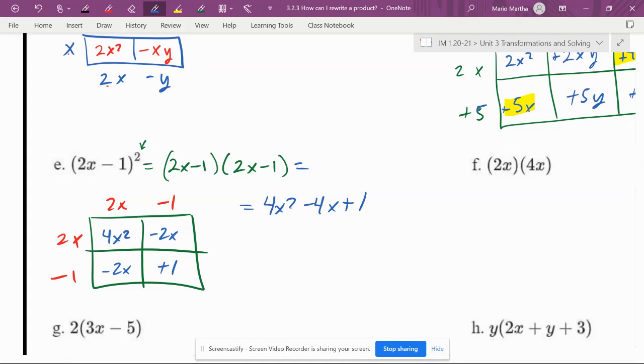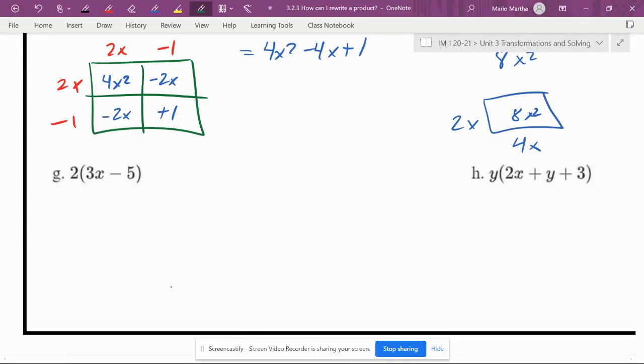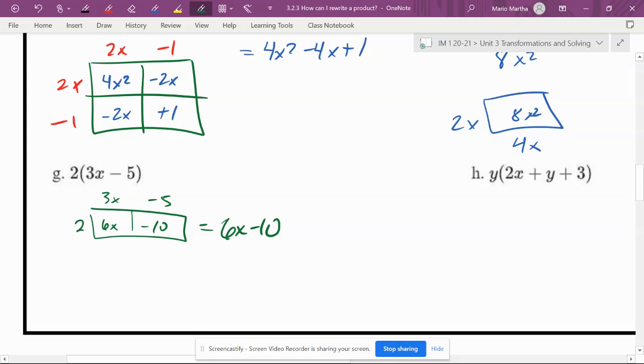And then the last part right there, we'll look at f. This would be just 2 times 4, so I'll give you guys 8, and then x times x would be 8x squared. Again, if you do the box, you pretty much get the same thing. 8x squared. And then example g, we have 2 times 3x minus 5. Multiply, you're going to get 6x minus 10. So 6x minus 10.